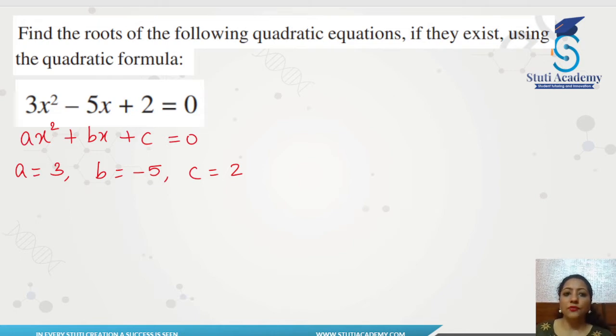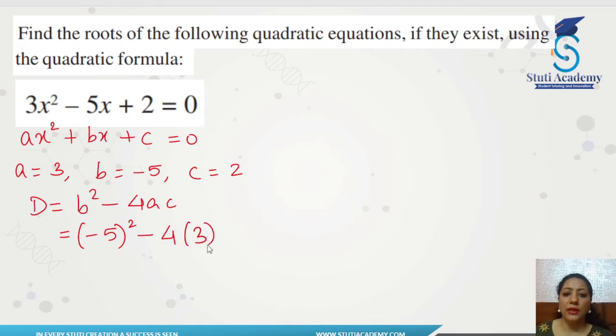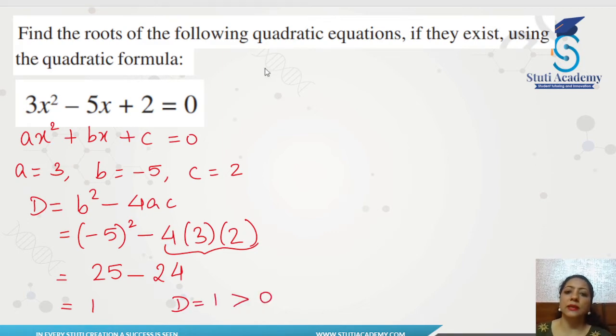Now we need to first of all check whether the roots of the quadratic equation exist. That means we are going to solve for the discriminant here. So here discriminant is equal to b square minus 4ac. That means we'll write here minus 5 square minus 4 into a into c. That is 25 minus, and then we'll multiply all of these. We'll get 24 here. So that will give us 1. So the discriminant here is 1, that is greater than 0. So we can say that there are real and distinct roots in this case.